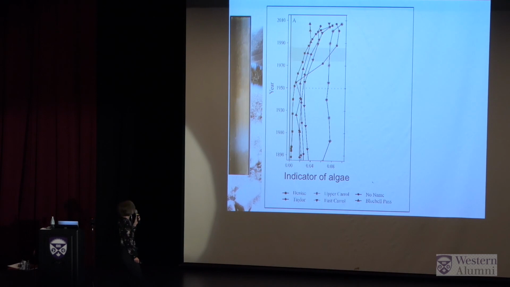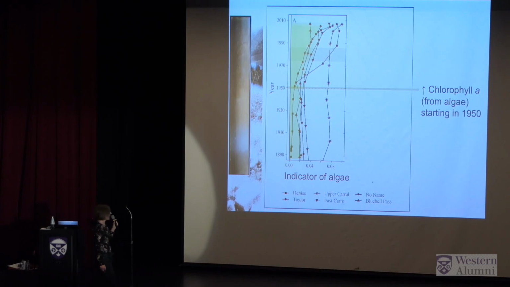So if we look at just the last 100 years, and all of these are for 6 different lakes, 5 out of 6 of them show an increase in that algae starting around 1950. And that's kind of the main, most drastic change that we see in algae.